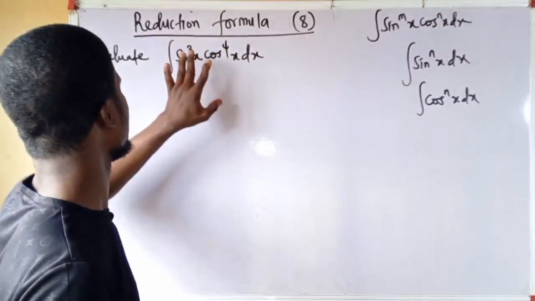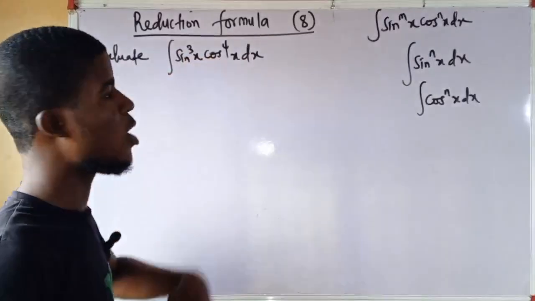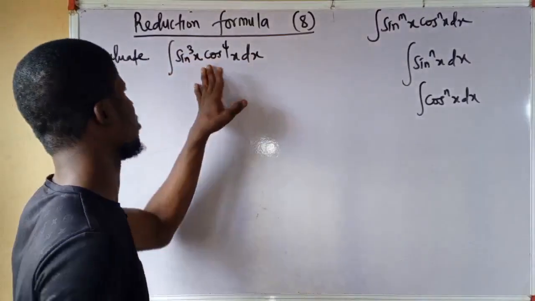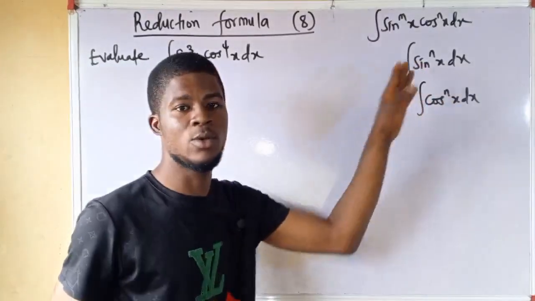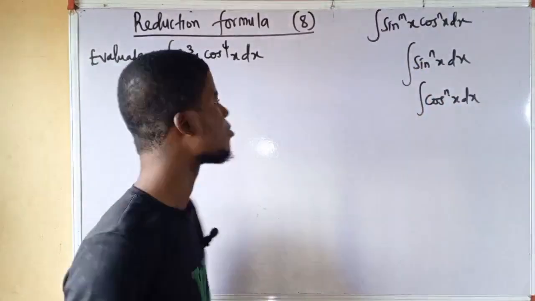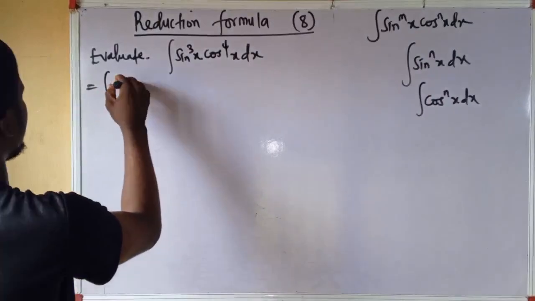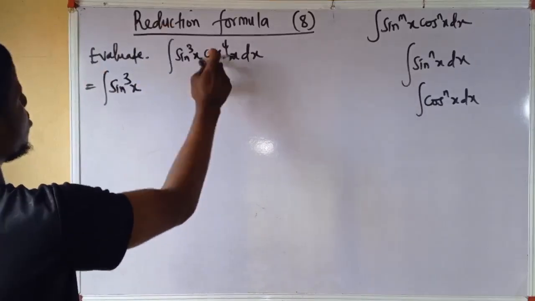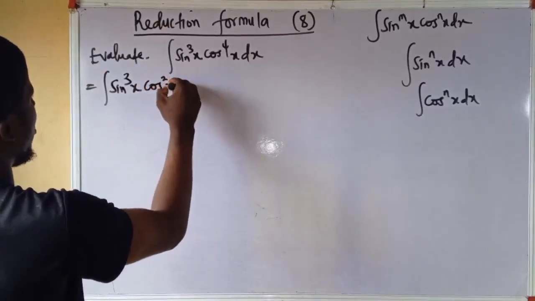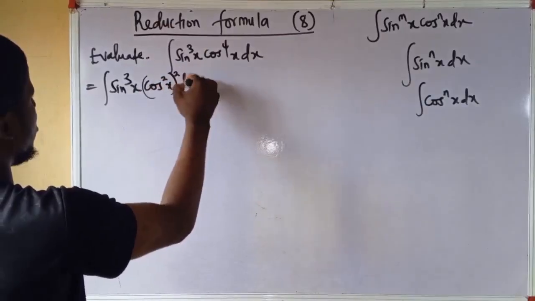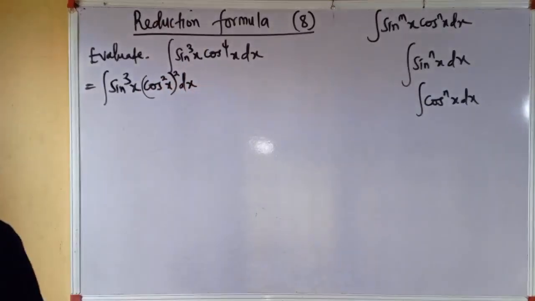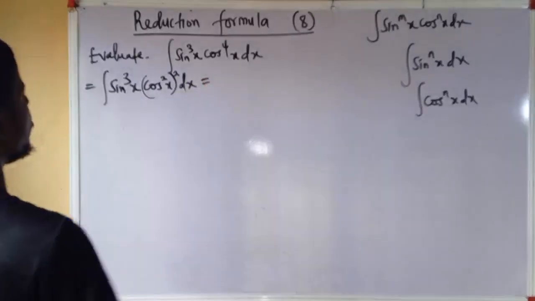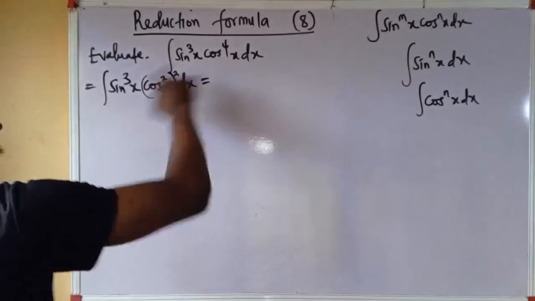Here it contains sine and cosine. So I want to modify the integral to contain just sine terms only. That's what I want to do. The integral of sine cube x, then this is cos squared x all squared dx. You agree with me? Okay, so this is equal to, because 2 times 2 is 4.